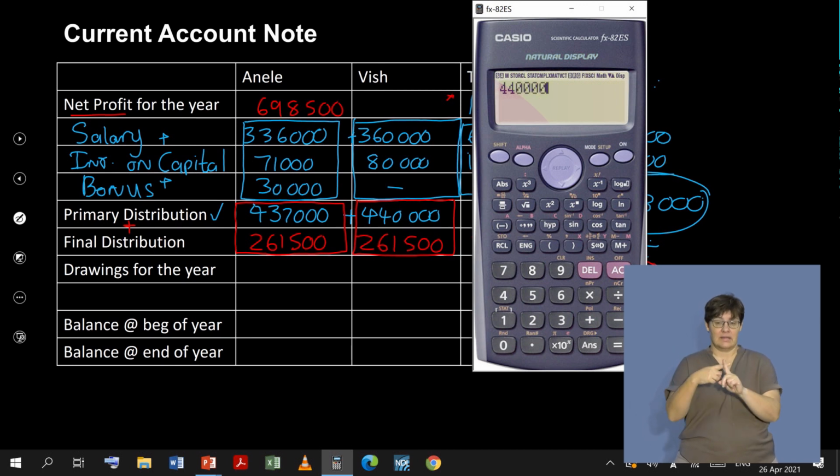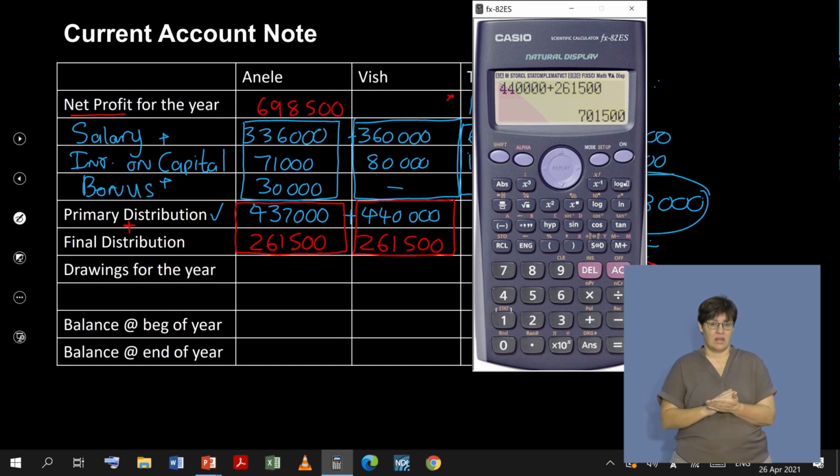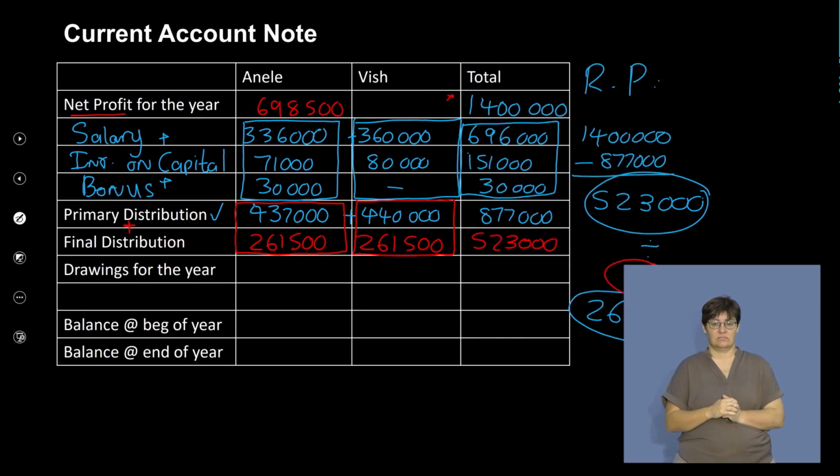440,000 plus 261,500, and his share of the remaining profit, sorry, not remaining, his net profit share, an amount of 701,500. So an amount of 701,500. Right, now at this stage, guys, you can check that you haven't made a mistake.